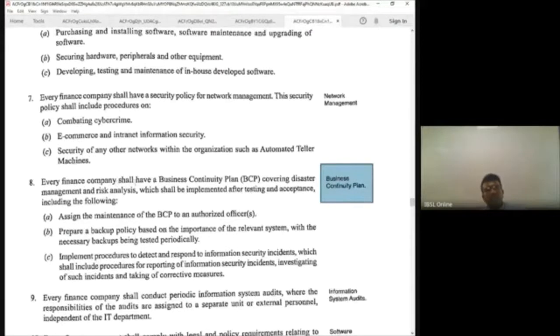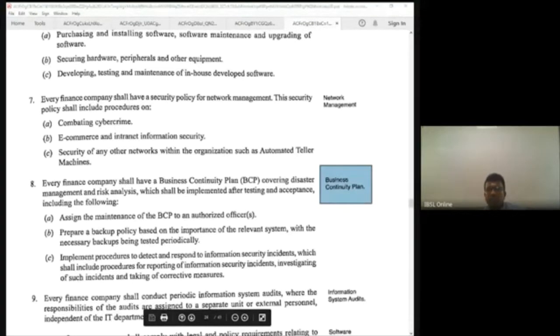Every finance company shall have a BCP covering disaster management and risk analysis, which shall implement it after testing and accepting the following. Assigning maintenance of BCP to authorized officers. Prepare a backup policy based on importance of relevant systems in which the necessary backups are being tested periodically.